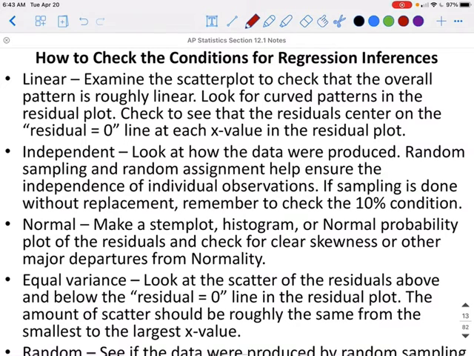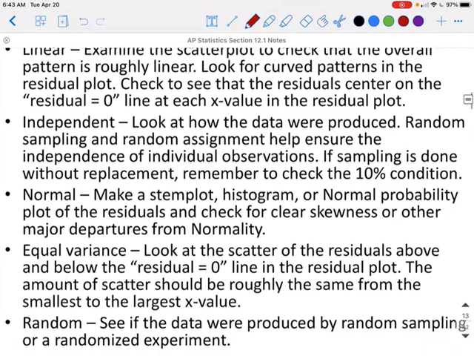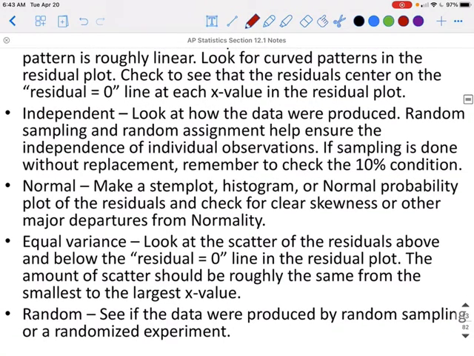Random sampling and random assignment help ensure the independence of individual observations. If sampling is done without replacement, remember to check the 10% condition. We need to check to see if it's normal, so we need to make a stem plot, a histogram, or a normal probability plot of the residuals and check for clear skewness or other major departures from normality.